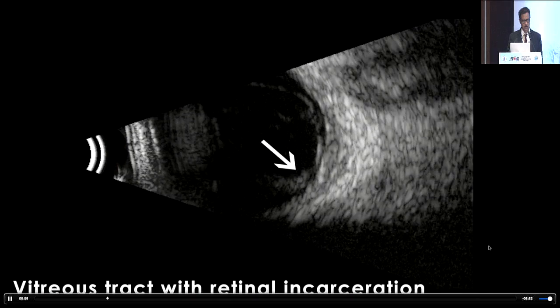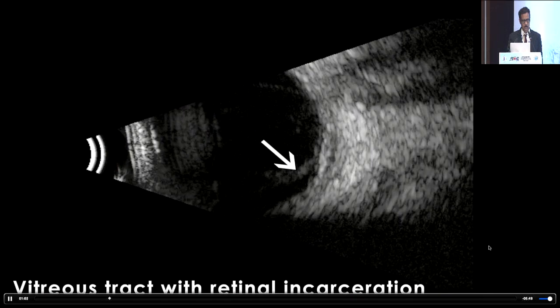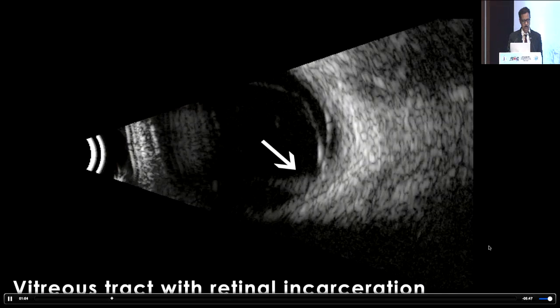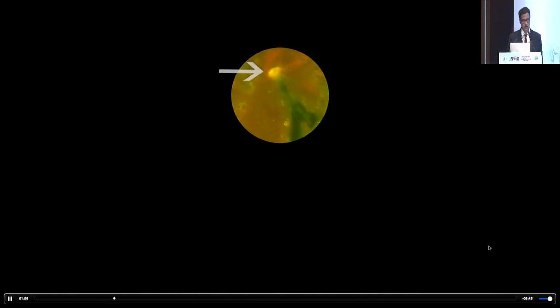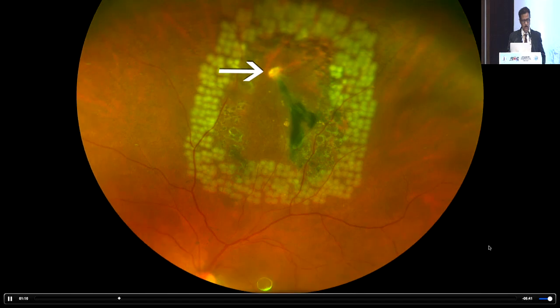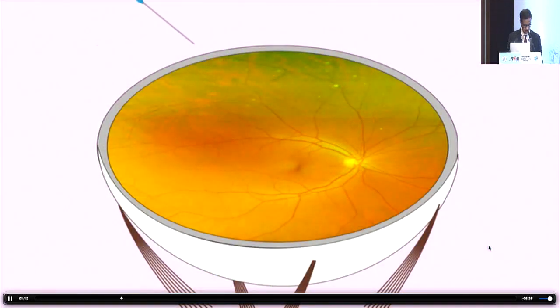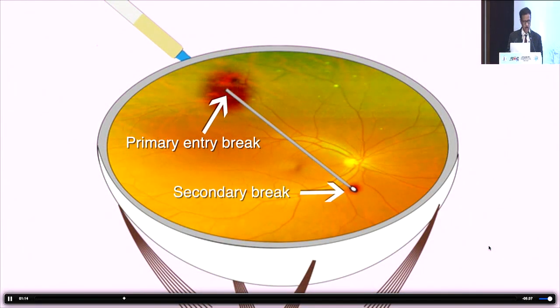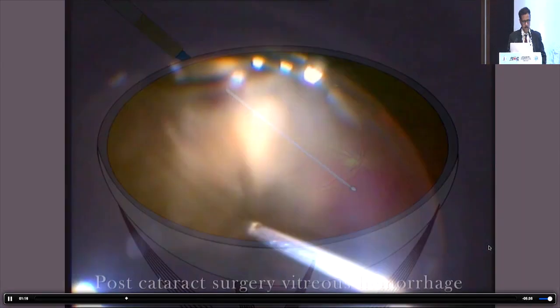Ultrasonography revealed vitreous hemorrhage with vitreous tract formation with retinal incarceration. Simply laser photocoagulation around the slit-like superior break sometimes saves the eye in a single break scenario. Secondary breaks can form due to retinal injury.